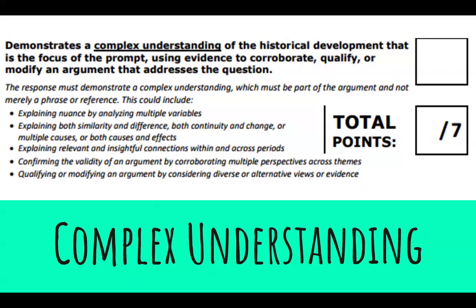So finally, our icing on the cake point is the complex understanding point, y'all. This is the wow point. This is the wow factor. So how do you get this point? What is it? Let's look through it. It demonstrates a complex understanding of the historical development that is the focus of the prompt, using evidence to corroborate, qualify, or modify an argument that addresses the question. So almost, how well did you make your argument? Was your argument successful?